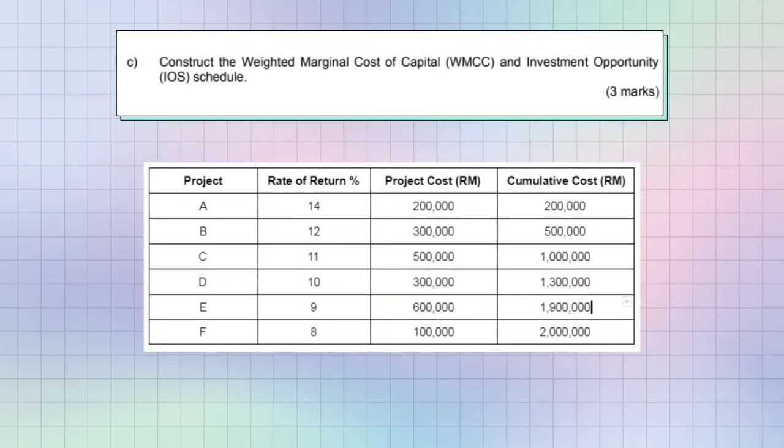C. Construct the weighted marginal cost of capital WMCC and investment opportunity IOS schedule. First, we need to construct a table as in the slide by arranging from the highest IRR until the lowest IRR in order to find the cumulative cost. Then we need to construct an investment opportunity schedule.